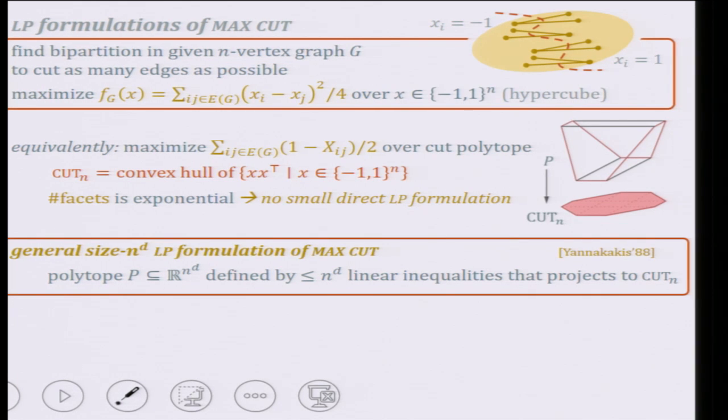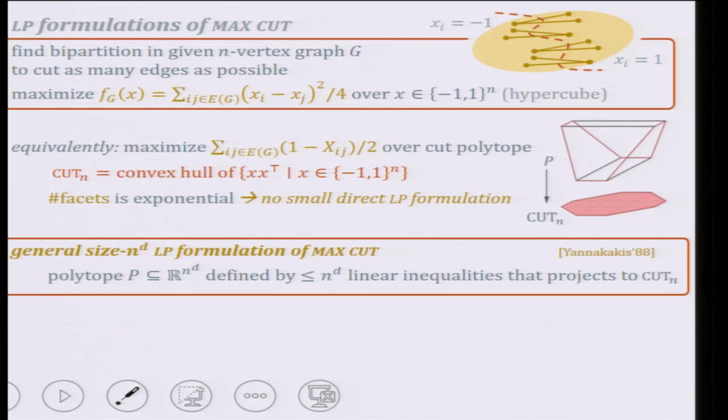Why do you take only powers? Say again? N to the d. So you talk about n to the d? Yeah, just for notational simplicity. d is not necessarily an integer. d could also be a function of n. This is just to illustrate that the size has to grow with n at least.